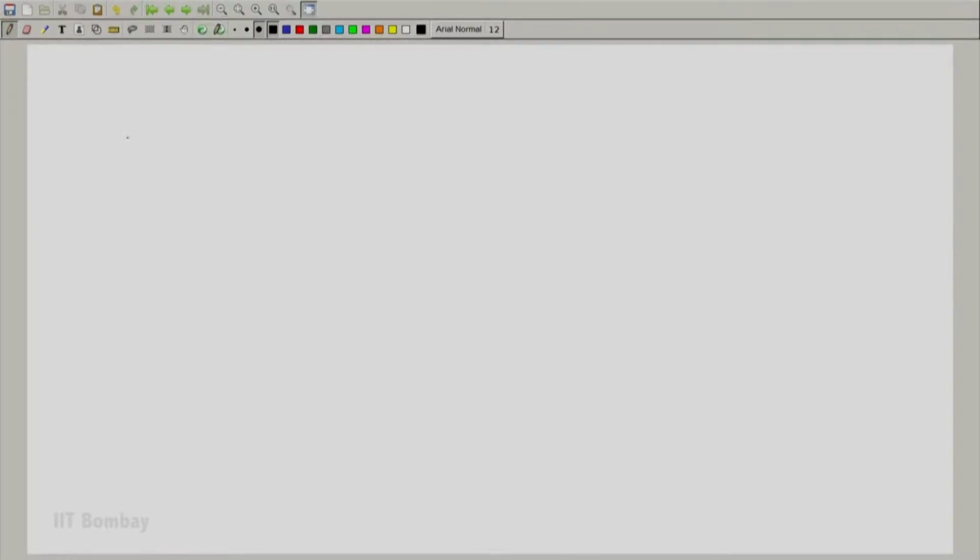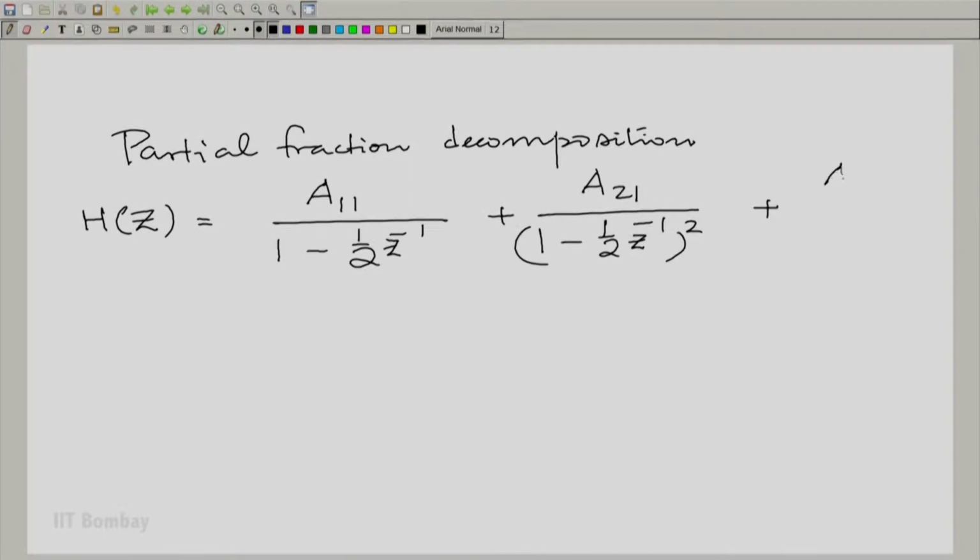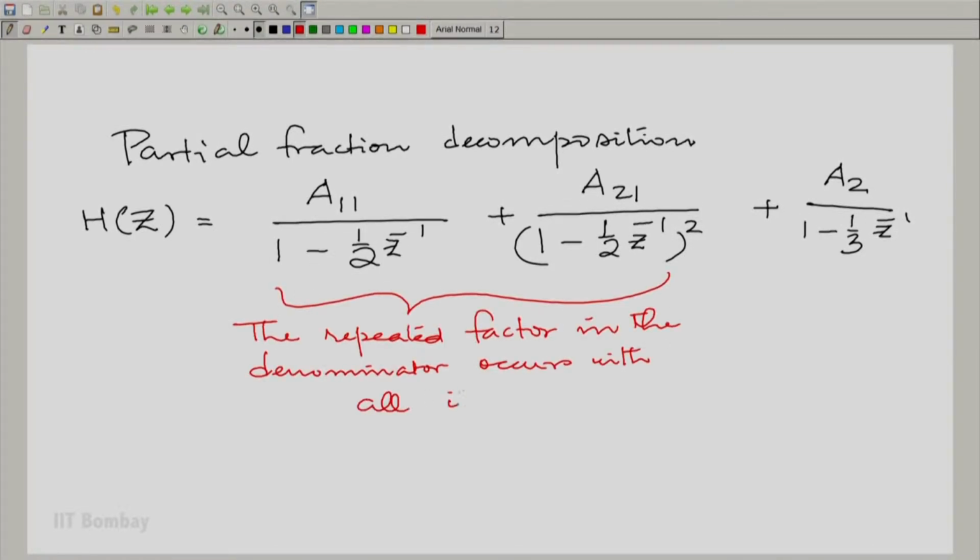So, the first thing is to decompose into partial fractions. And how would the partial fractions for this expression look? H of Z would be of the form A1 divided by 1 minus half Z inverse, and so on. So, this is the form we want. We want each factor to be explicit in all its powers. So, for example, you will see here that the repeated factor occurs with all its powers, a power of 1 and a power of 2.